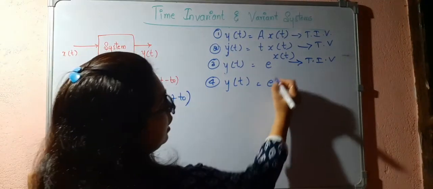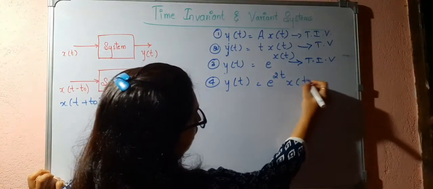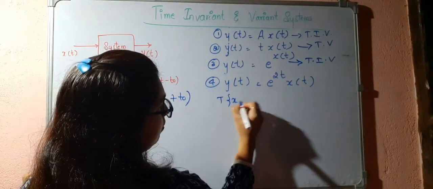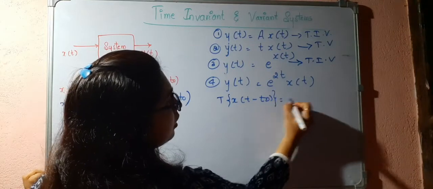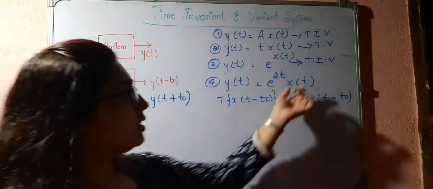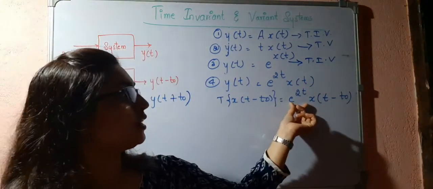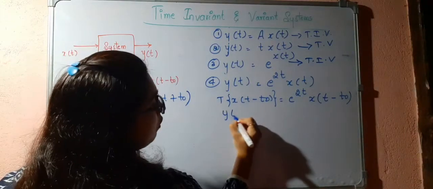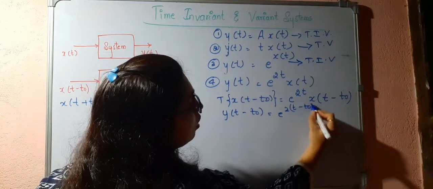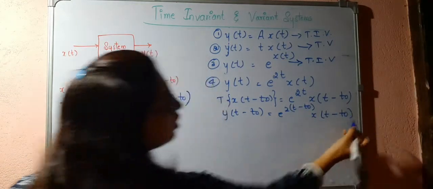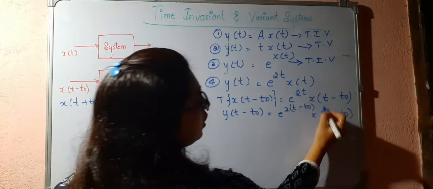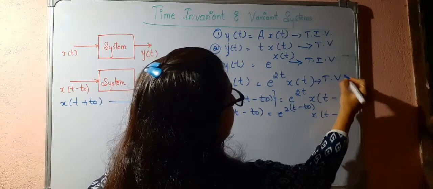Next, if I consider something like e to the power of 2t x of t. Here what happens if I pass the signal through the delay first? It will be e to the power of 2t x of t minus t naught. I am disturbing only the signal here. This coefficient will not be disturbed. If I pass the output through the delay, I will get e to the power of 2 times t minus t naught x of t minus t naught. Here every t will be shifted. So this is not equal to this. So this is a time variant system.